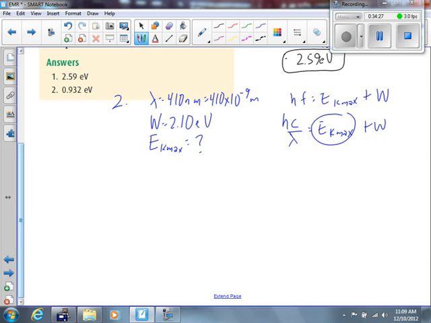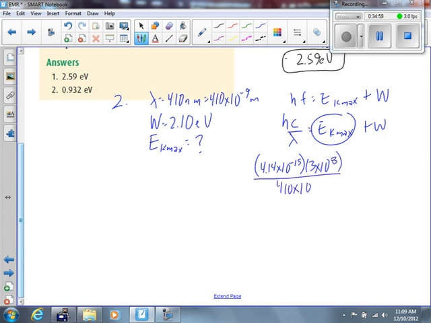Yes, we are. We're not allowed to use 4.14 when we've got 1/2 mv squared or QV stop in there. EK max can be in electron volts, I just can't use electron volts if I'm setting EK max equal to 1 half mv squared or QV stop. I'm not in this question. So it's still okay to go with electron volts. 4.14 times 10 to the minus 15 times 3 times 10 to the 8 divided by 410 times 10 to the minus 9.